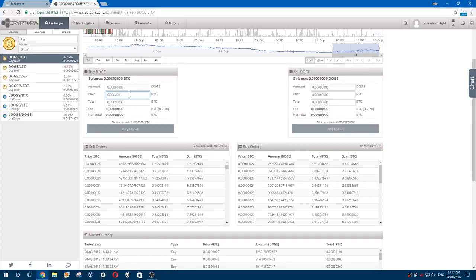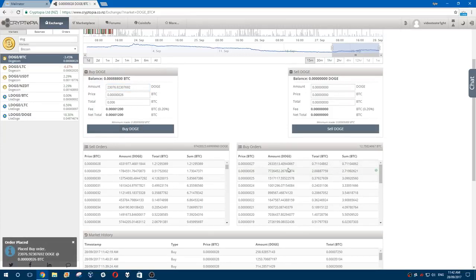So I'm just going to put in 26 right here, and then the total Bitcoins I want to pay is 0.006. Okay, and then it'll automatically fill in this amount of Dogecoin. So that means that for 0.006 Bitcoins, at 26 satoshis, I'm going to get 23,076.9 Doge. Okay, and then once we've done that, we click buy Doge.